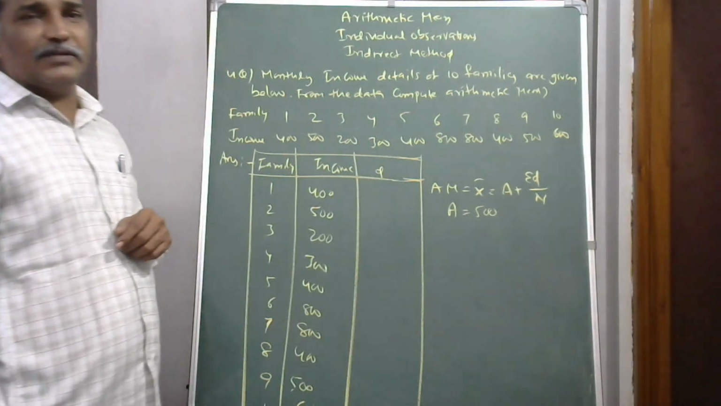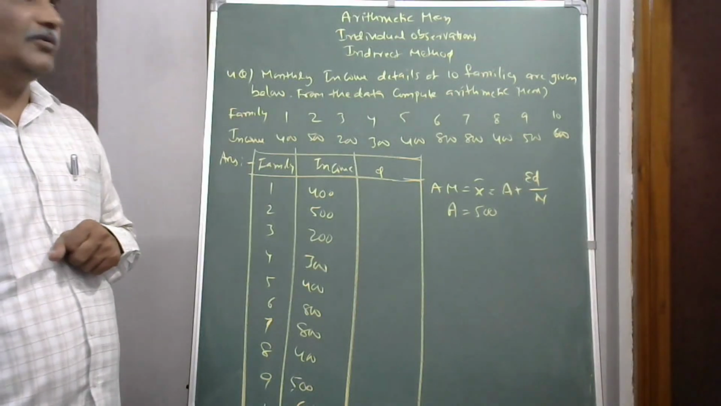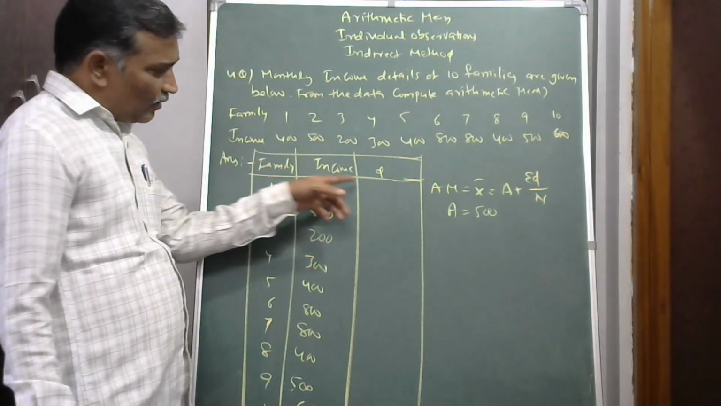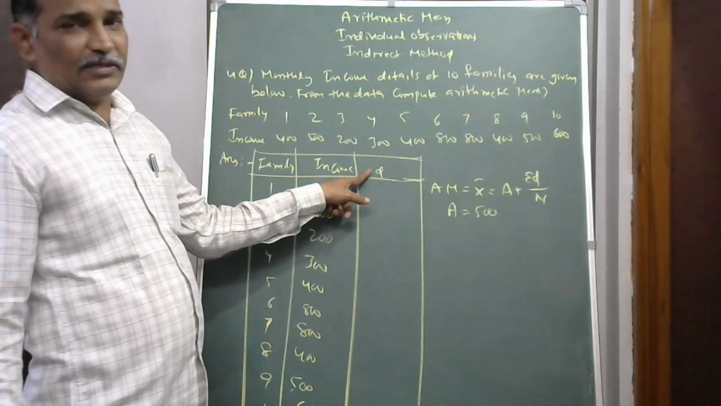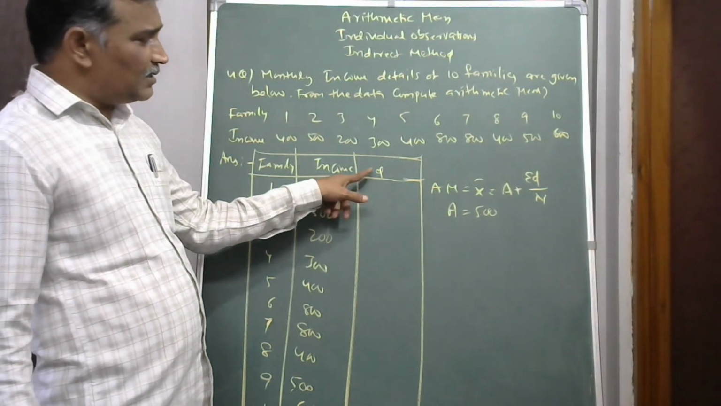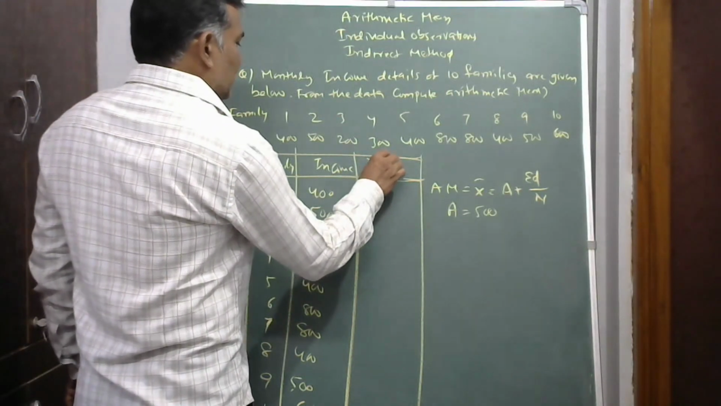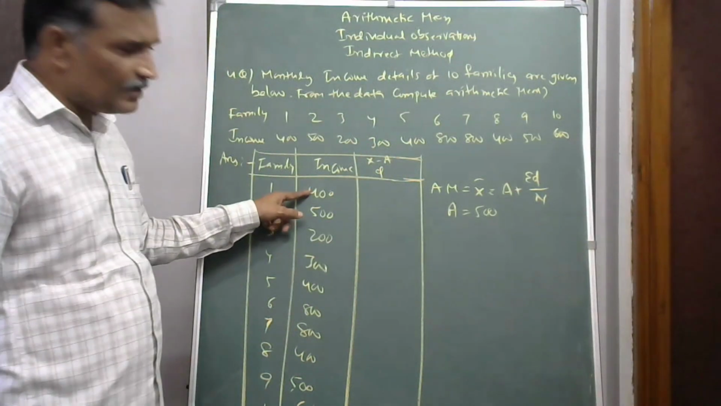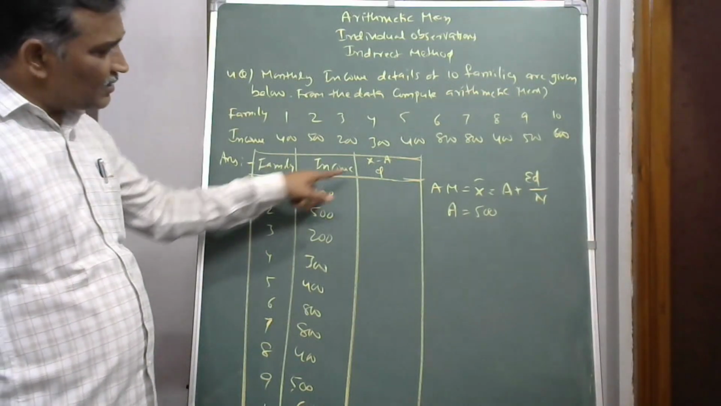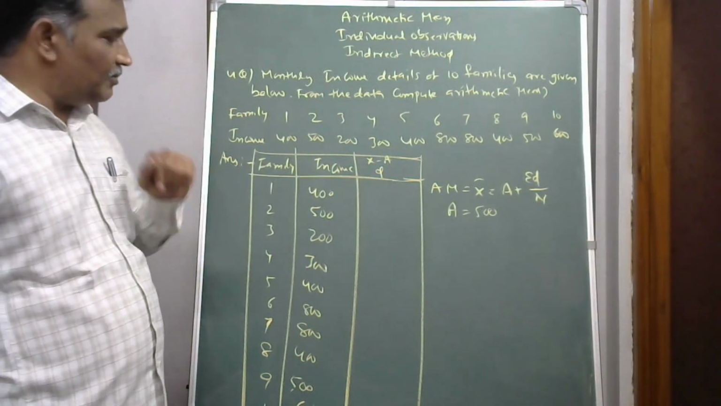Here D means deviations, deviations from the assumed mean. So how to calculate this D? D is x minus A. X is the value of the income. A means assumed mean.